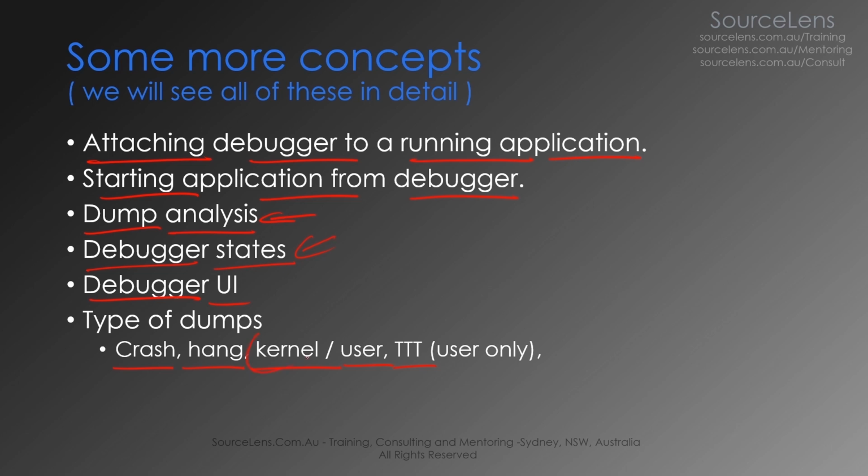Then there is user dump and kernel dump. We have seen the user mode application. We have not seen the user dump. When we take a dump, when we save the state of a user mode application, it's a user dump, which has much less information compared to a kernel dump. Kernel dump is the complete memory of the entire system, a full kernel dump I'm talking about, and that will have all the processes running in the system along with the kernel. Time travelers tracing is similar to user dump, but you can go back and forth in the debugger.